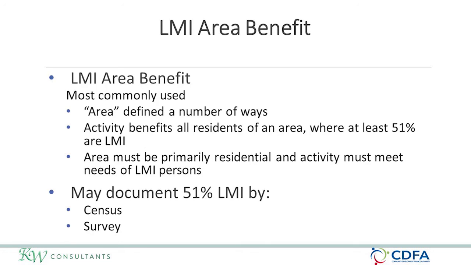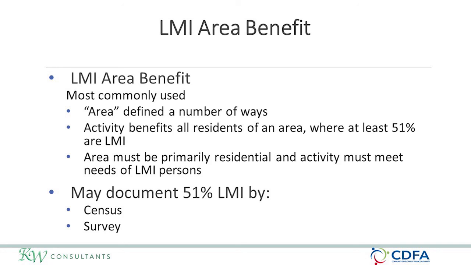The area benefit is the most commonly used in the CDBG program. Activities that benefit residents of a particular area where at least 51% of them are LMI and primarily residential are projects or programs that would meet the LMI area benefit. This again would be something like water and sewer improvements that serve an entire project area that's defined by the users connected to the system. It could be a community or a neighborhood that will be benefiting by the improvements or installation of a park.